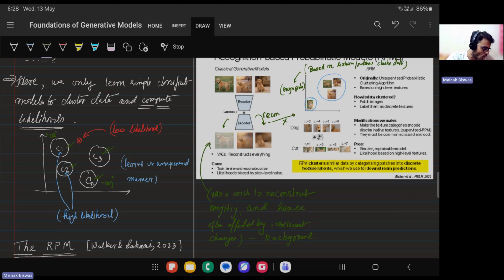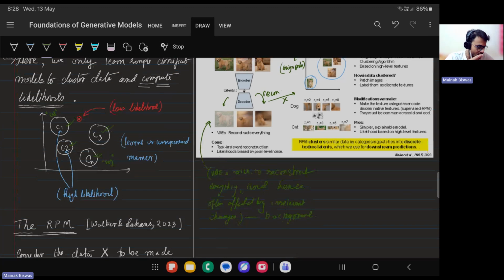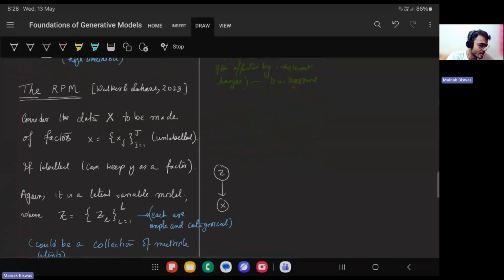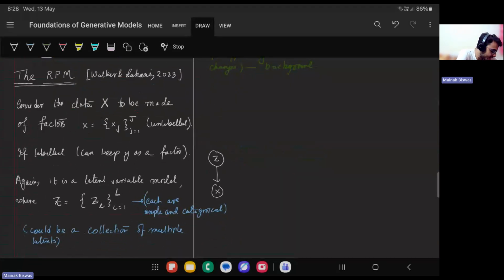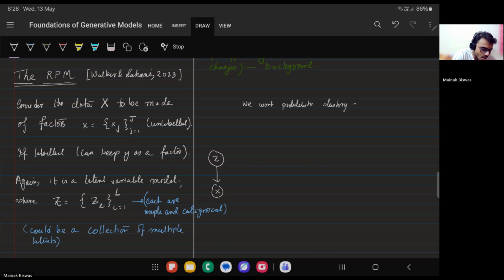Yeah, so what we want is to do this clustering. The Walker et al. paper does it by using, so we'll say that we want this probabilistic clustering model based on simple latents, like categorical latents.